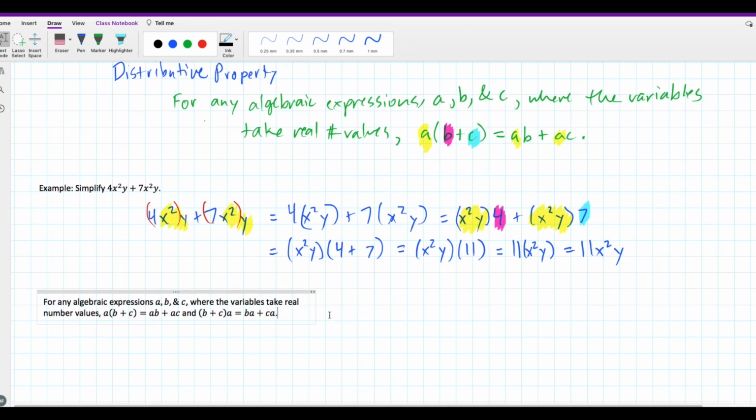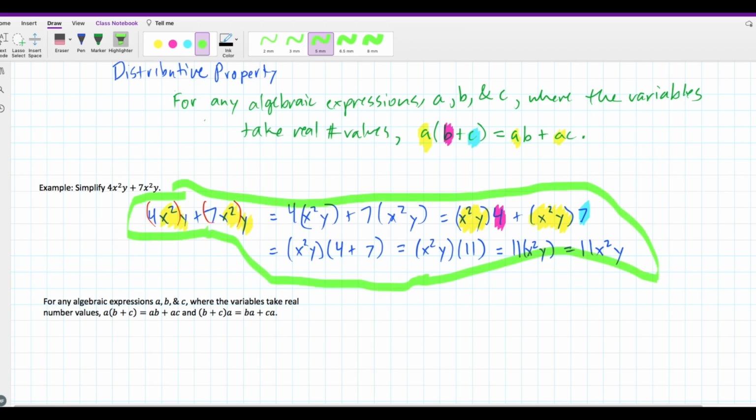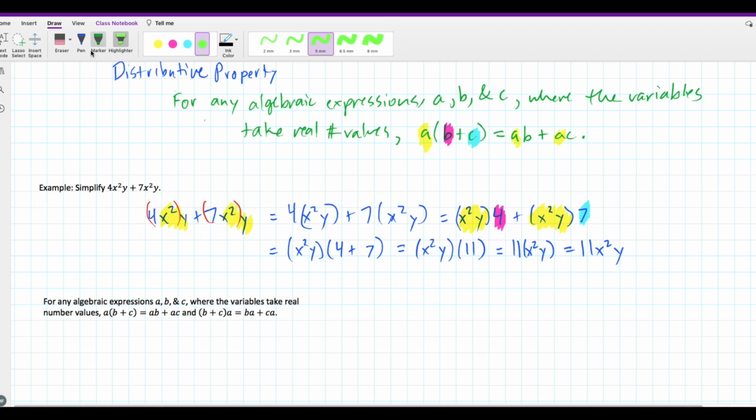Okay, and if you wanted to go through a proof of this, which I encourage you to try out, you would essentially copy down this same idea here. It's just instead of 4x squared y and 7x squared y, you would have BA plus CA. But then you switch the orders so that the A's come first, and then you use the original distributive property to essentially factor out that A. And then you would use the commutative property again and be finished. So I encourage you to try to do that.